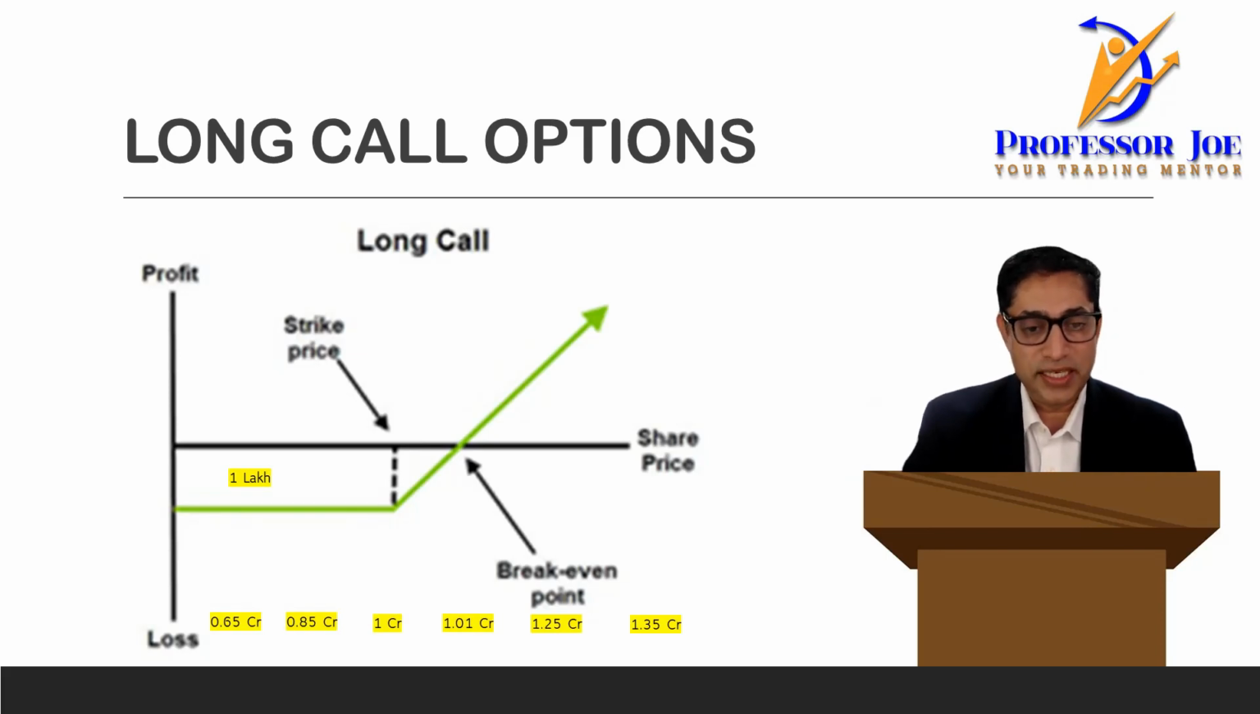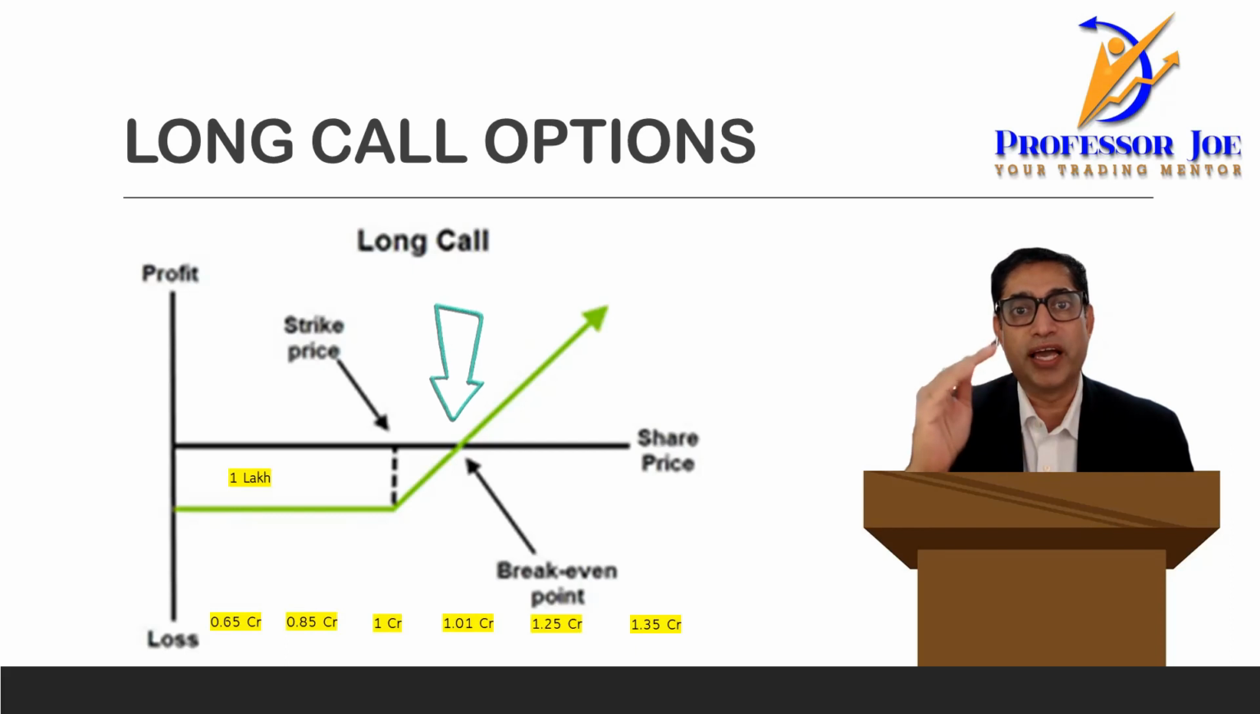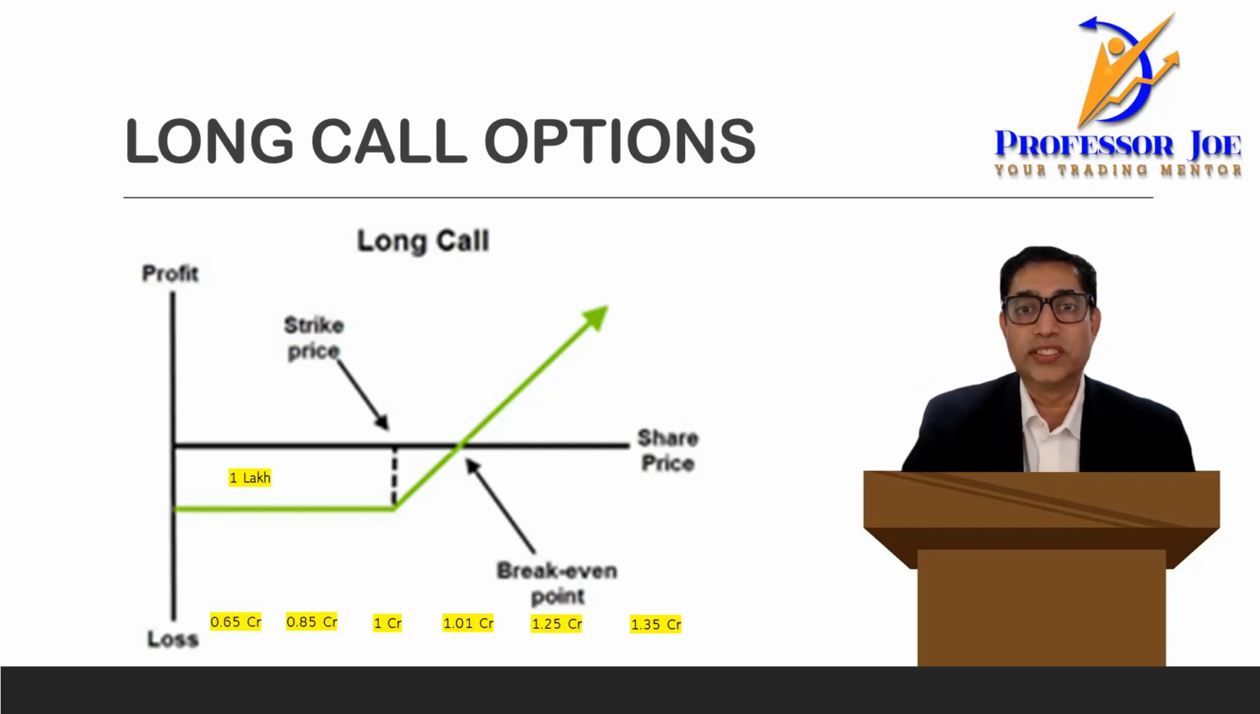Now, in this case, you can see that 1 lakh is the maximum loss because this is a long call option. In a long call option, the maximum loss a person can bear is the premium amount. So in this case, it is 1 lakh rupees. The break-even point is 1.01 crore. So as the price keeps going up from 1 crore and above, once the price reaches 1.01 crore, you are said to be at break-even. And once the price of the house goes above 1.01 crore, the buyer of the option will be in profit.